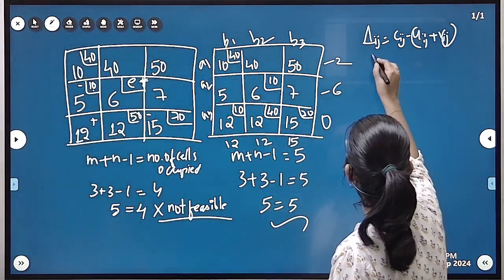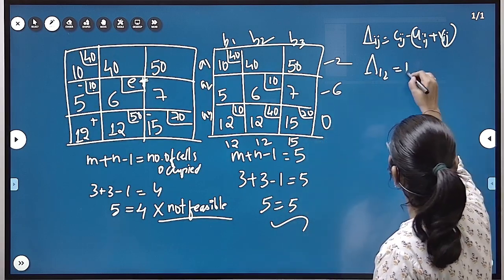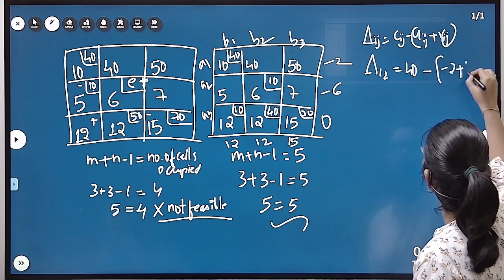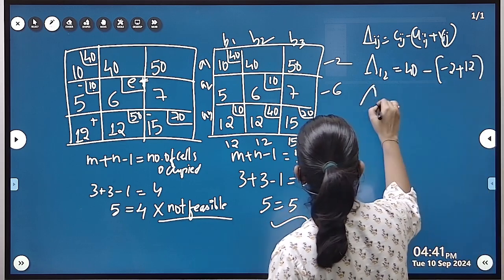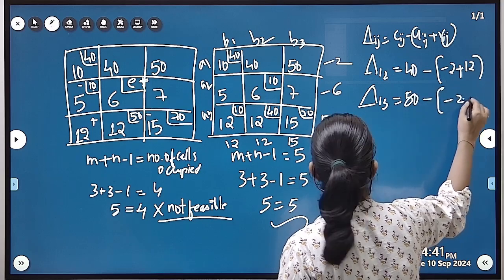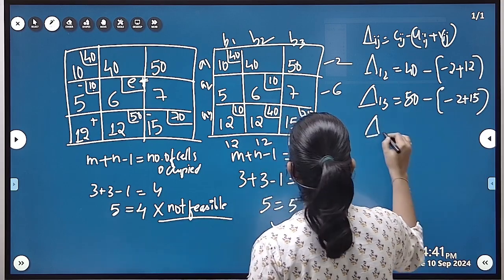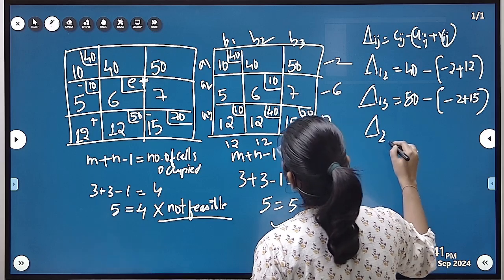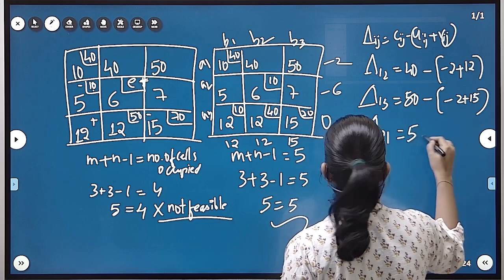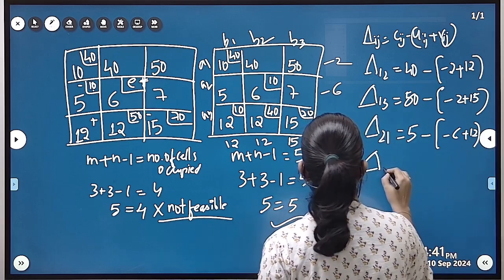Okay, so delta 1,2 is equal to 40 minus 2 plus 12. Delta 1,3 is equal to 50 minus 2 plus 15. Delta 2,1 is equal to 5 minus 6 plus 12. So, online, are you there?